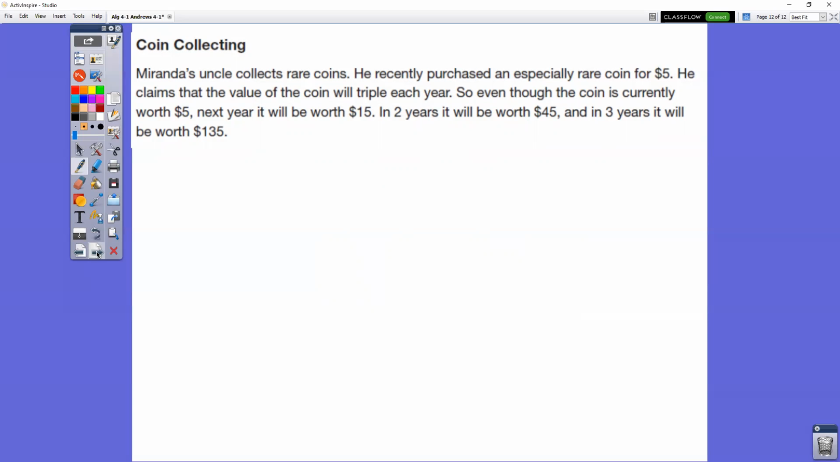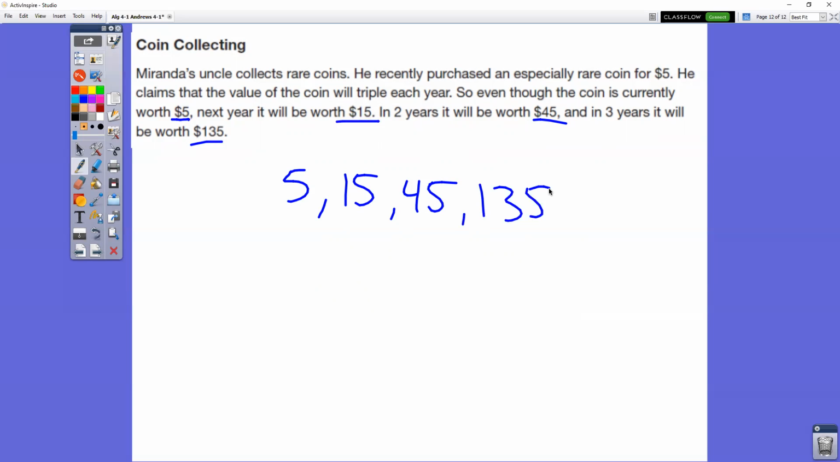Don't make this harder than what it is. All right. This first year, it is worth $5. The next year, it's worth $15. The next year, it's worth $45. And in 3 years, it's worth $135. So that's what the pattern would look like here. What are we doing each time? Well, it has the word triple. Triple means that we are multiplying by 3 each time. So we are definitely increasing. We're starting at 5, multiplying by 3 each year.